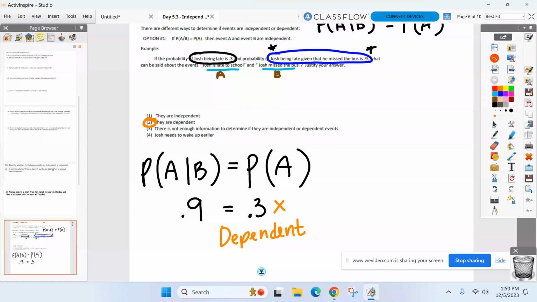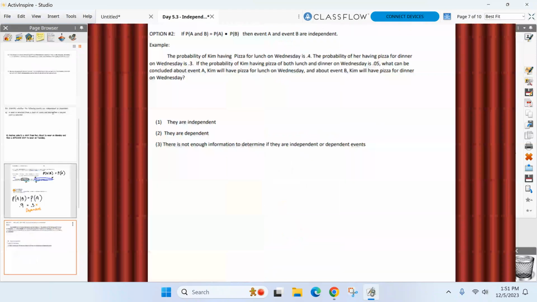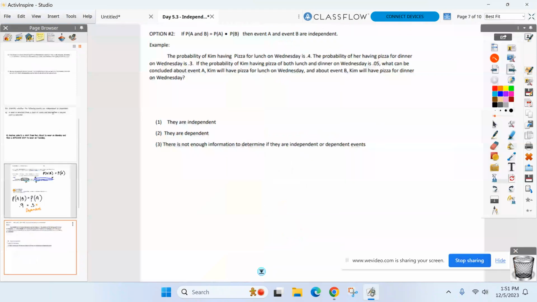Okay, that's the first way. We can tell if two events are independent or dependent. The second way is using the other formula that's on the bottom of your formula sheet, and that is if two events are independent, the probability of A and B, I know we had a symbol for that yesterday, is going to be the same as the probability of A times the probability of B by themselves.